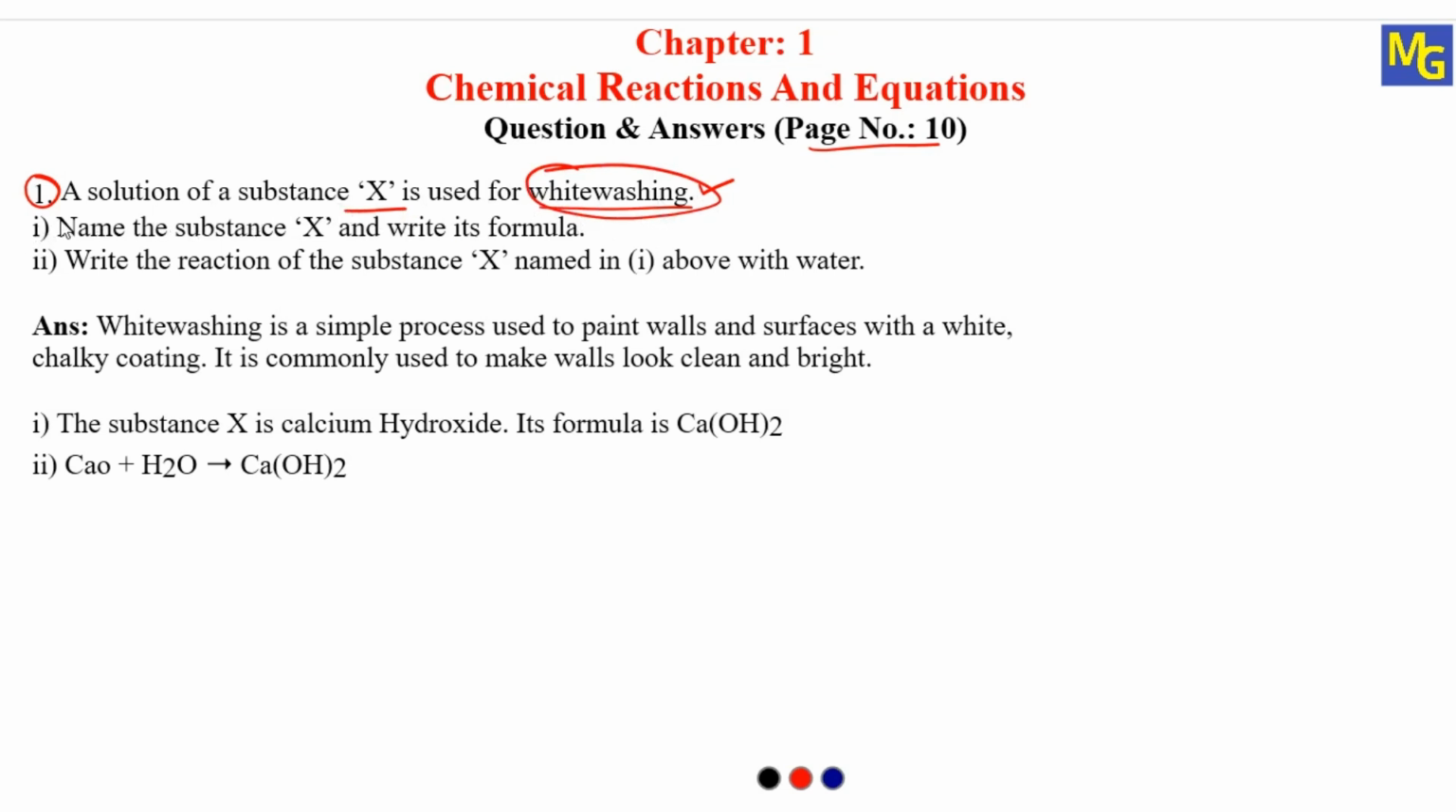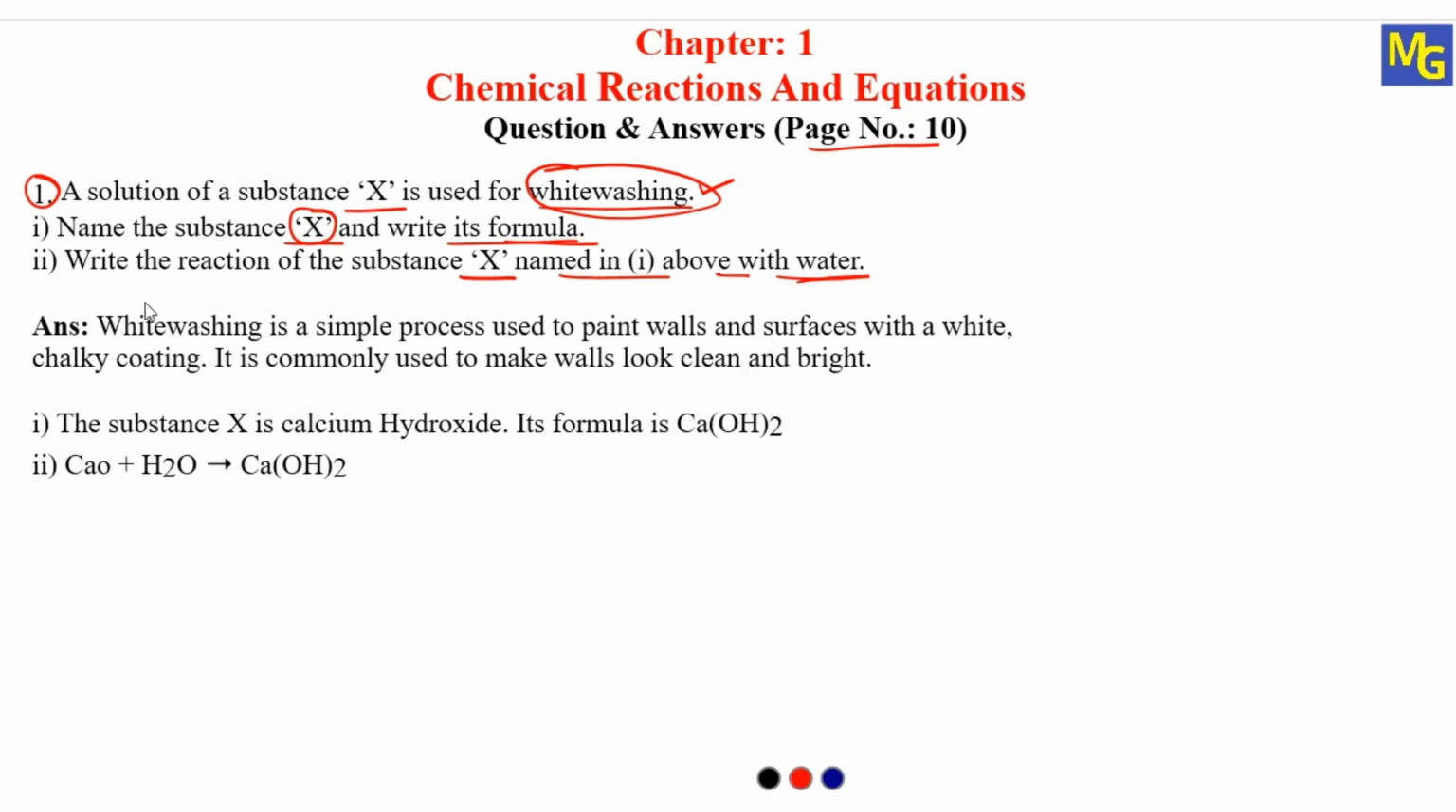Then for this sentence, the first question is, name the substance X and write its formula. And the second question is, write the reaction of substance X named in one above with water. So first we have to tell what is that substance X, then we have to write its formula, and then we have to write the reaction of this substance X with the water. So let's start with the answer.